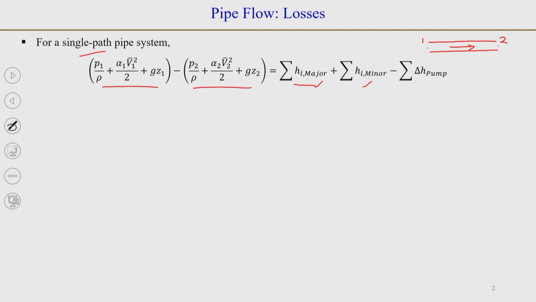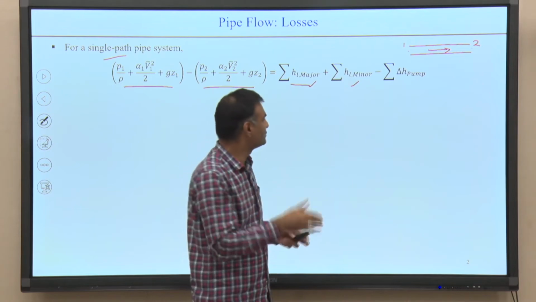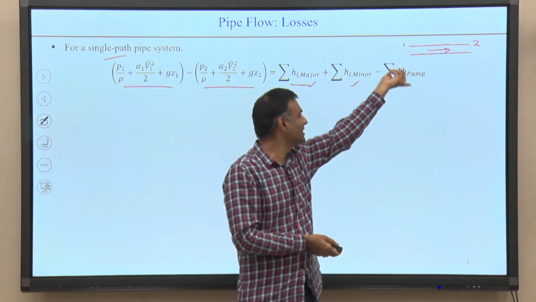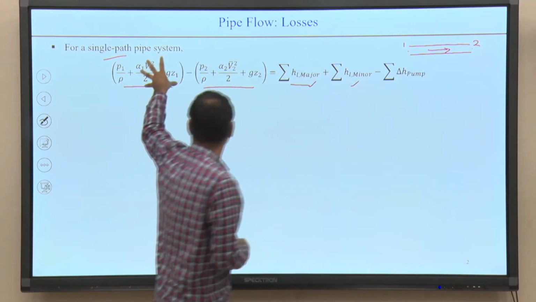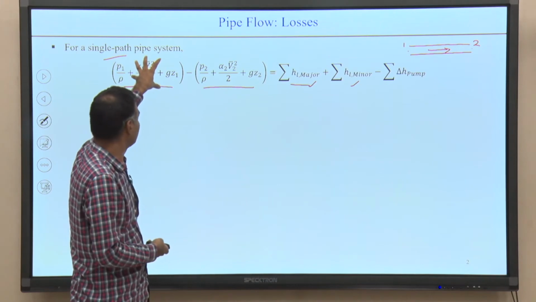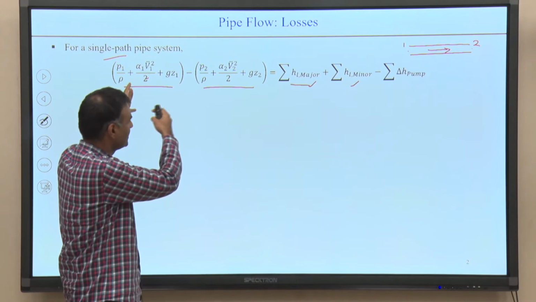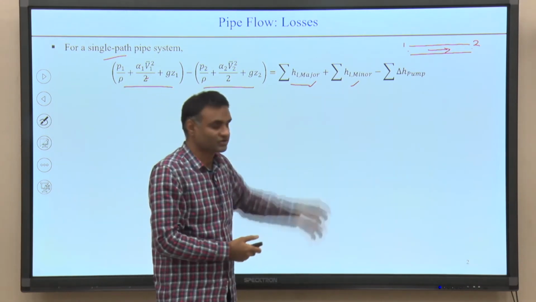And if there is a pump in the system, then the pump will be adding energy to the system. So, we have this in terms of minus delta H. It is, you can say, a negative loss, or you can bring it together with the mechanical energy at point 1. So, the total energy that is there in the system, and then the losses.